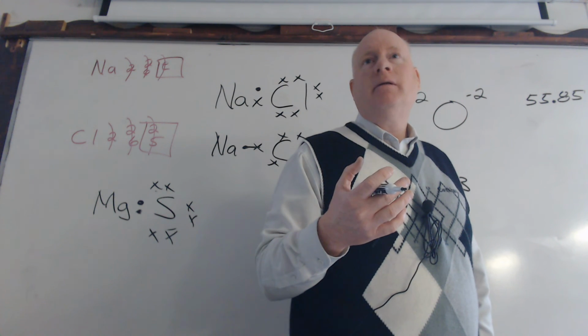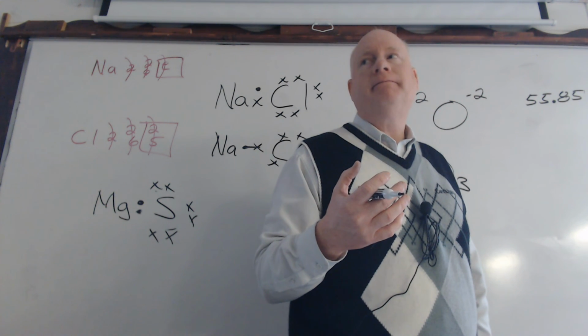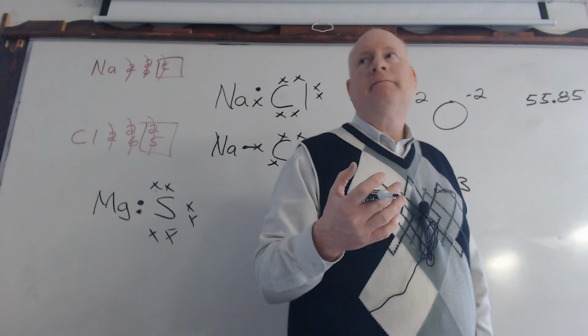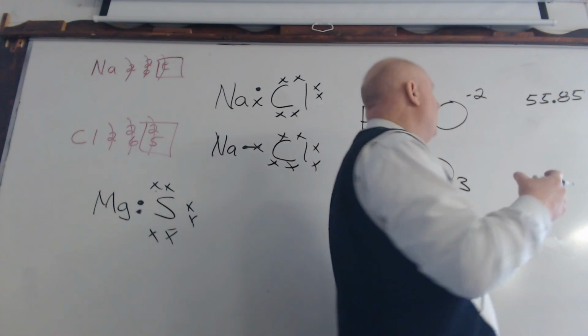What's the atomic mass for oxygen? Oxygen's going to have to be 15.9. Okay, so we're going to say 16.